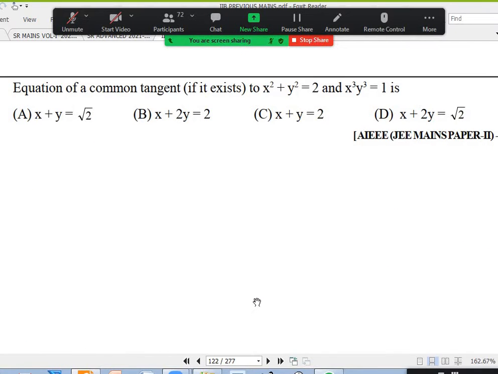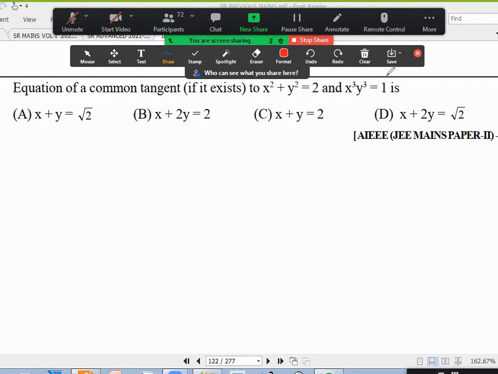Equation of a common tangent. This is nothing difficult. Sir, the x cube plus y cube equal to 1 may be confusing, but actually it is the same as xy equal to 1. Is there any difference? Sir, 40, sir, not 13. Oh, sorry, 13. Okay.